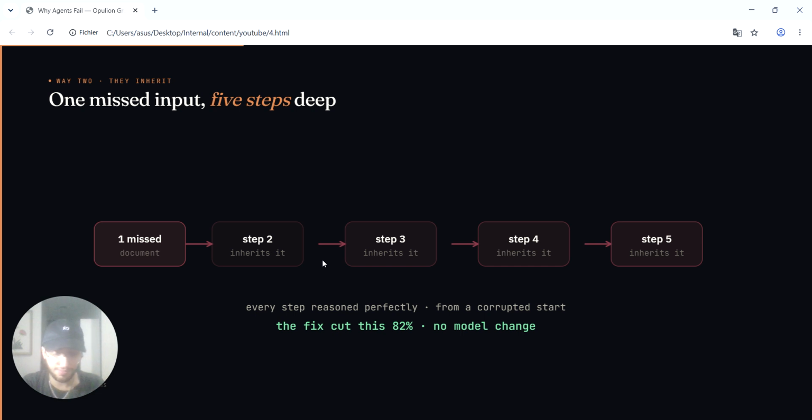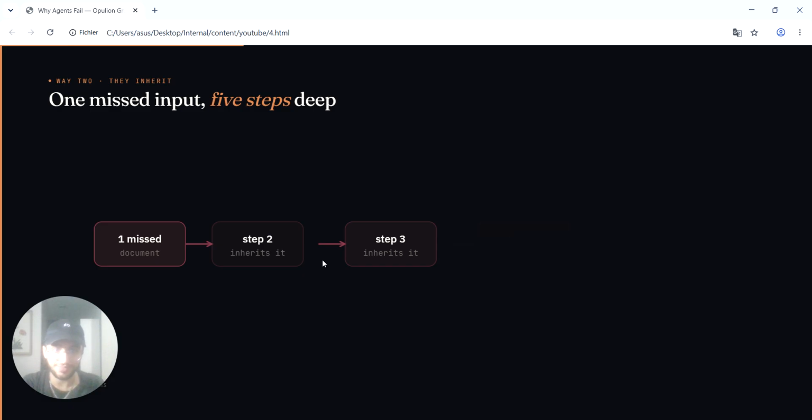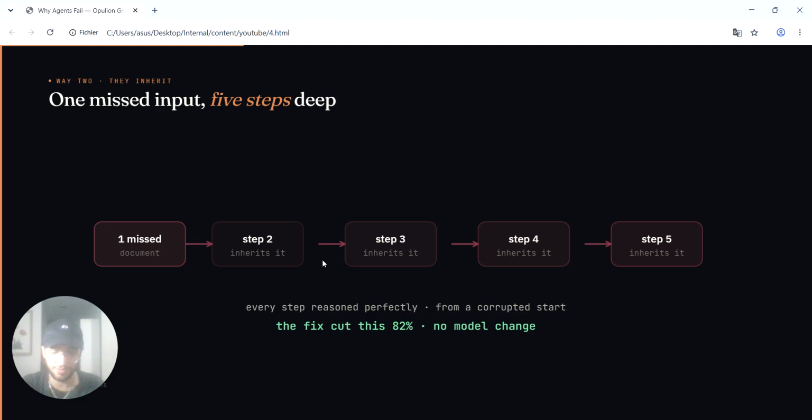So for this fix, it was the same model, the same prompts. What was different is just a different system, and an 82% improvement. That's it. Now let's move to the next one.